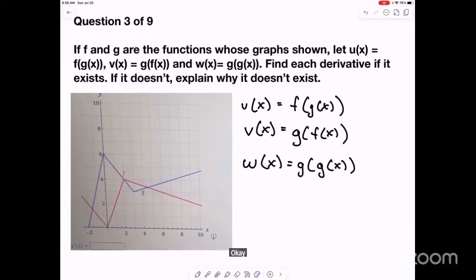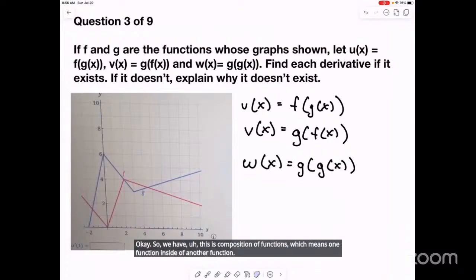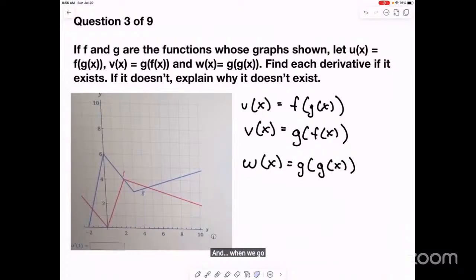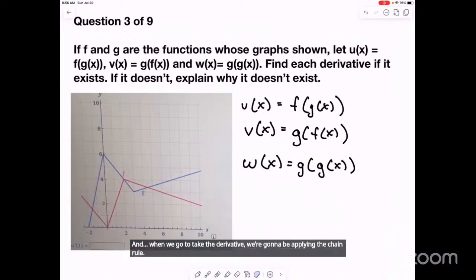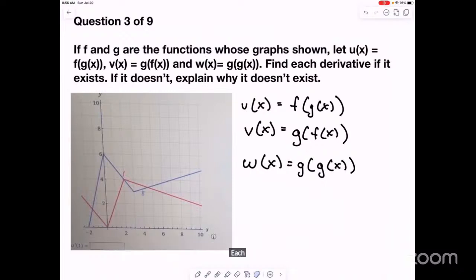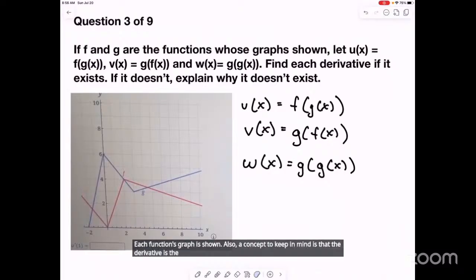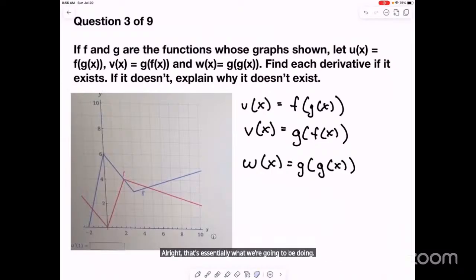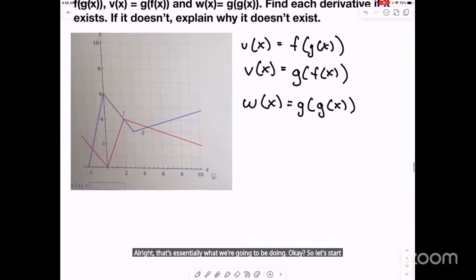Okay. So this is composition of functions, which means one function inside of another function. And when we go to take the derivative, we're going to be applying the chain rule. Each function's graph is shown. Also, a concept to keep in mind is that the derivative is the slope of a tangent line at a point. That's essentially what we're going to be doing.